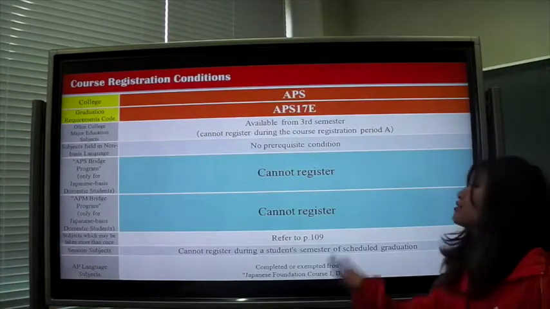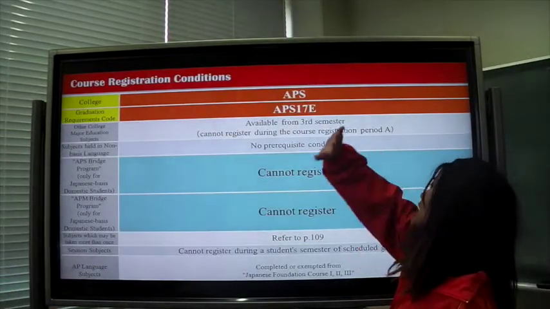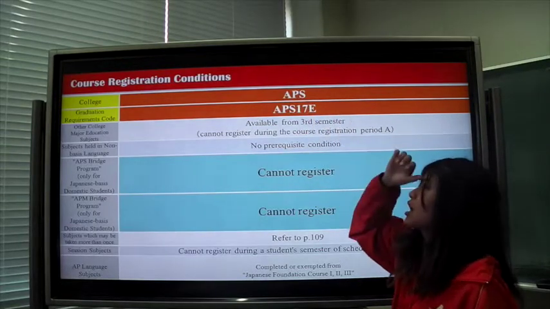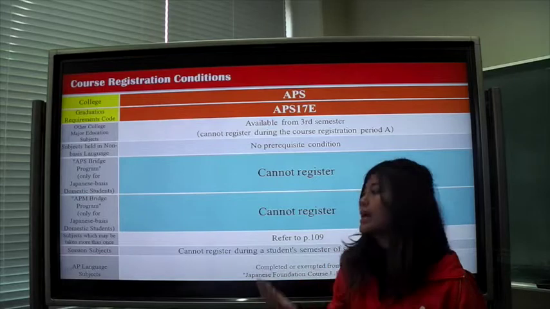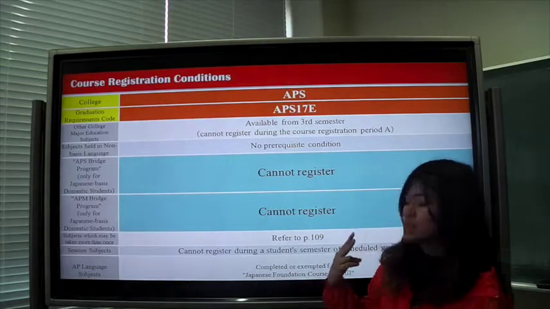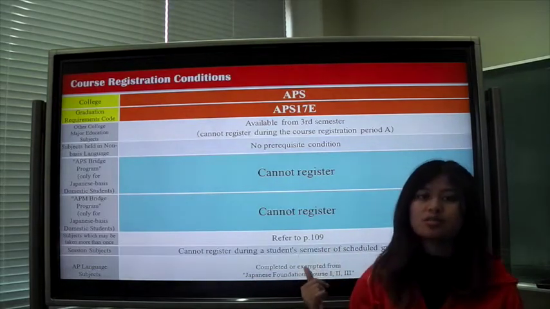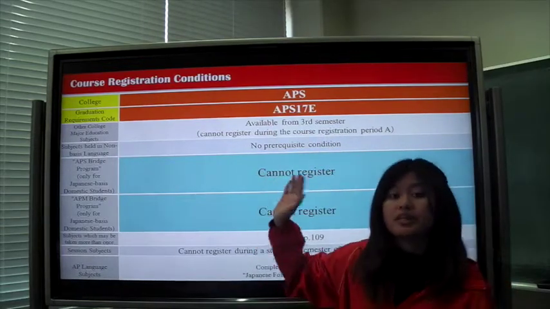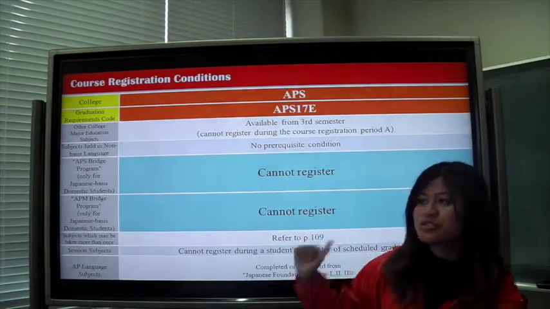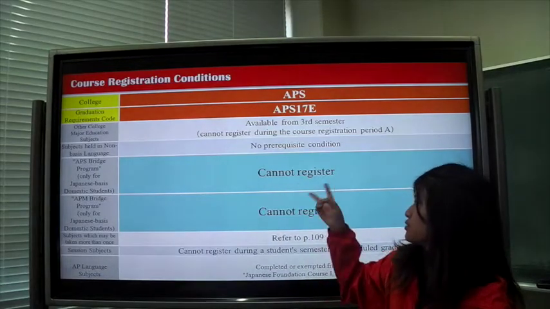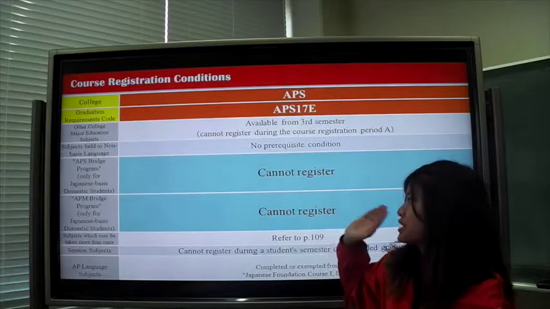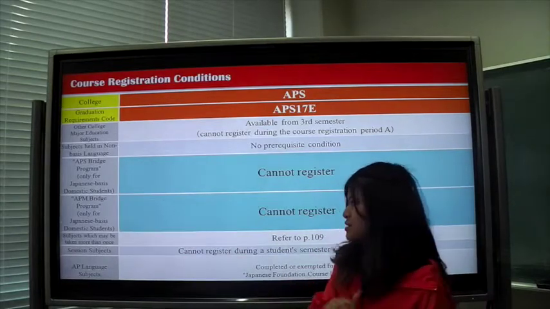Moving on, we will have course registration conditions. Please be reminded you are APS 17E. In order to apply for APM subjects, you can only apply from the third semester, and please be reminded you can only apply from course registration period B. For the bridge program, you will not be able to apply because it's for the Japanese students.